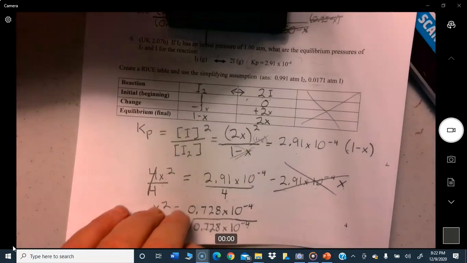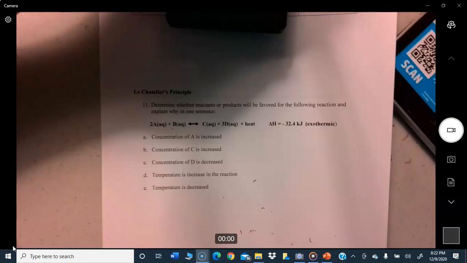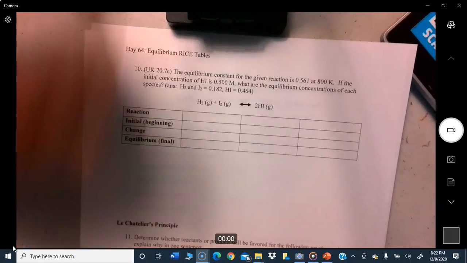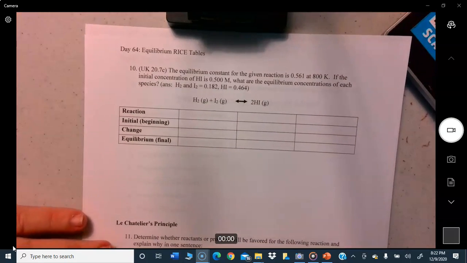Okay, so now we're going on. I think we got one more, and then we got some Le Chatelier principle, and those are fairly quick and easy. Okay, let's do this.